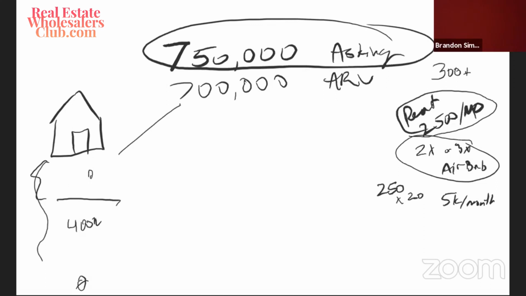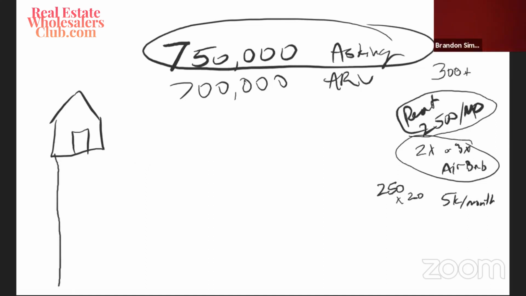But in this situation, and by the way, the ARV is probably between that 700 to 750. It's just really hard to sell those higher priced homes. It takes a long time, right? So this one, there's no loan on it. So let me tell you what we're doing right now on this one. We're going to give her 5% down.